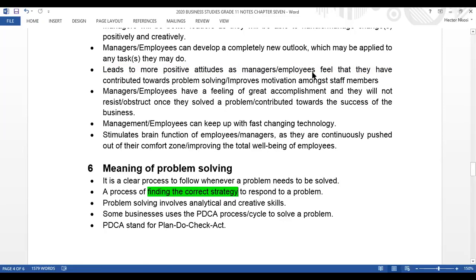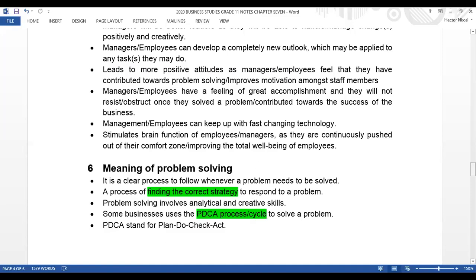All right. Then now, grade 11s, we also commented that some businesses use what? Your PDCA process or cycle. So this is a process or cycle, right, to solve a problem? So your PDCA, we know that it stands for plan, do, check, act, right?